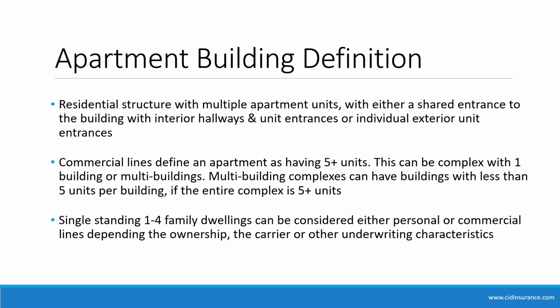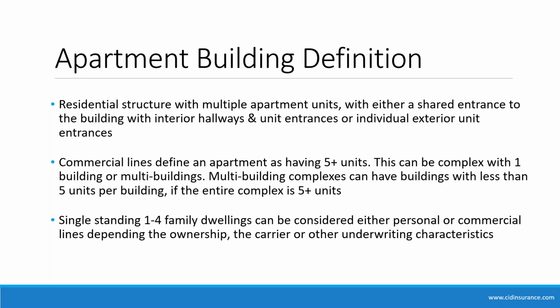Hi, everybody, and welcome. So I'm just going to go over a basic definition of an apartment. I'm sure everybody kind of knows what this is, but just to give a little backbone to where we're starting from. So an apartment would be defined as a residential building with multiple units. Either can be a shared entrance with interior units, or one building with exterior units, and each unit you just enter from the outside of the building. Depending on the carrier, and depending on your state, there could be different definitions on where you can pick up an apartment on commercial lines versus personal lines. So we will go through that.